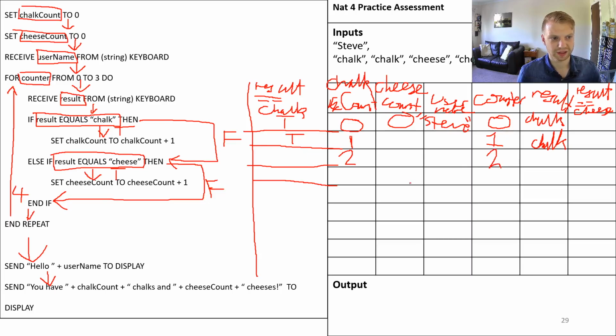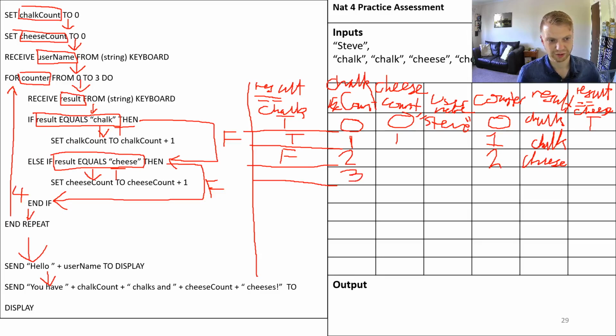What's the next result? It's cheese. If result equals chalk, well, it doesn't. So this time it's a false. And then it will go here and it will try this one. So result equals cheese. Well, does cheese equal cheese? Yeah, it does. So true. And then you set cheese count to cheese count plus 1. So we just add 1 to this, which is 0. So we've got 1 cheese now. Go back around, the counter goes up again.